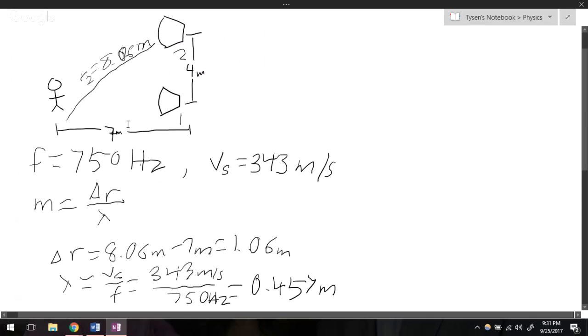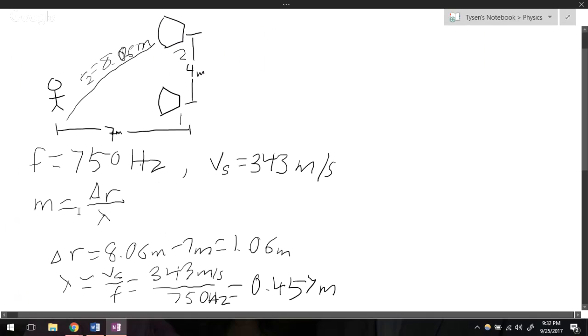The givens in this problem are that the frequency is 750 hertz, and it's important to note that those speakers are in phase. So this equation we're going to show you only works if they're in phase. And the velocity of sound is 343 meters per second.